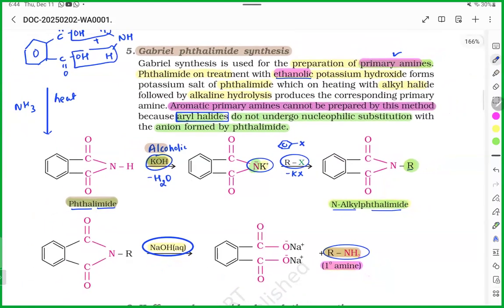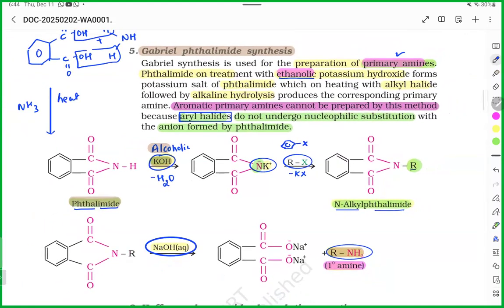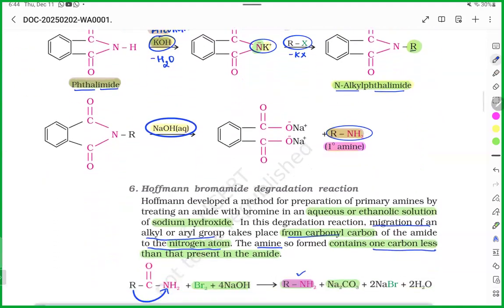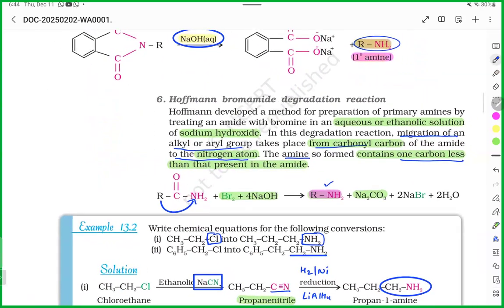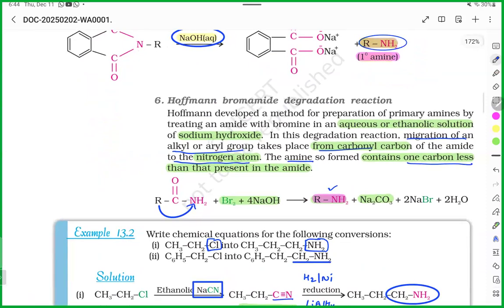And last year in the board exam, the same assertion-reason was given. Assertion: aromatic primary amine cannot be prepared by Gabriel phthalimide synthesis. Reason: aryl halide does not undergo nucleophilic substitution reaction. Ditto the same assertion-reason last year. Very popular reaction, guys. For your competitive exam it is extremely popular.